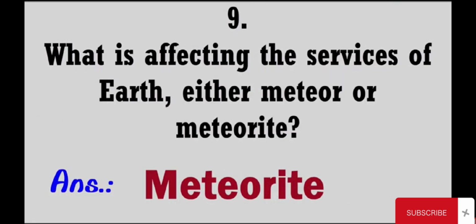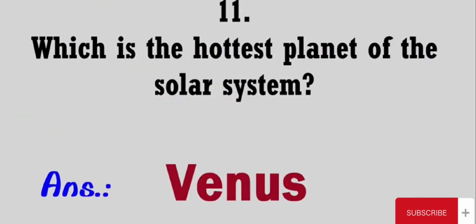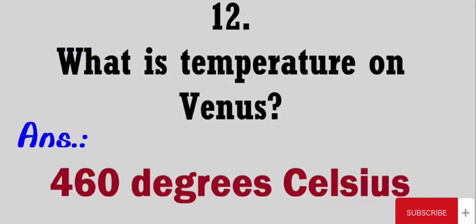What is the difference between a meteor and a meteorite: which one reaches the surface? Meteorite. What is the strongest magnet of the universe? Neutron star. Which is the hottest planet of the solar system? Venus. What is the temperature on Venus?